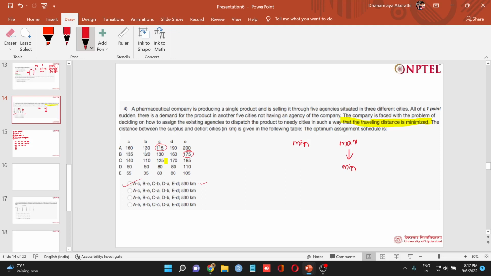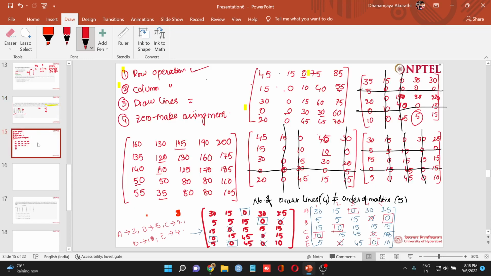So here we can see, suppose this is the maximization assignment problem. Here 175 is the maximum value. So first we need to select that 175 and subtract each of the elements from 175. That means 175 minus 160, 175 minus 130, like that. All of the matrix has to be done in the same way. Then again you can proceed in a similar way. After doing that, it is converted into the minimization type. Then you can go with our procedure to find a solution for the assignment problem.